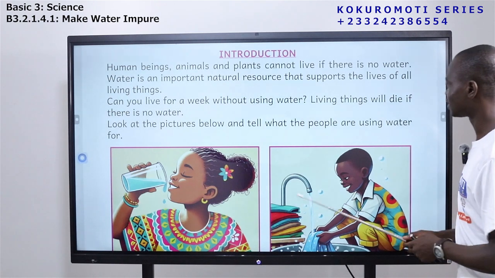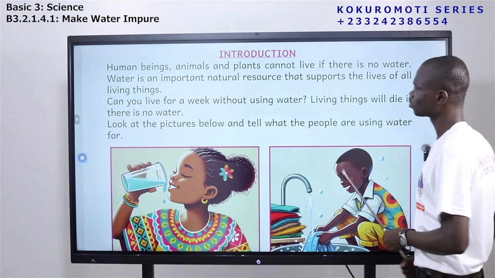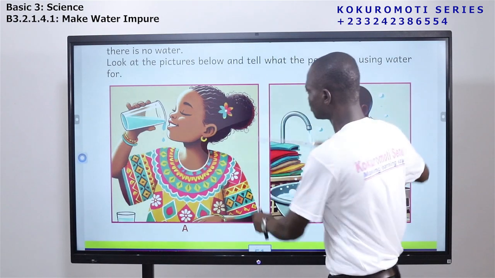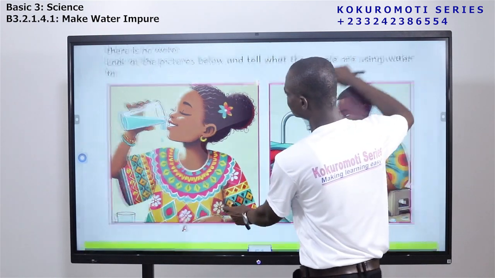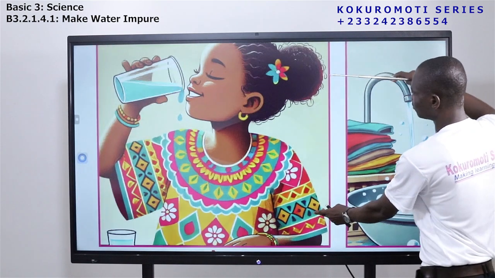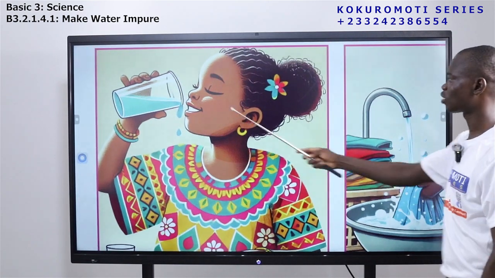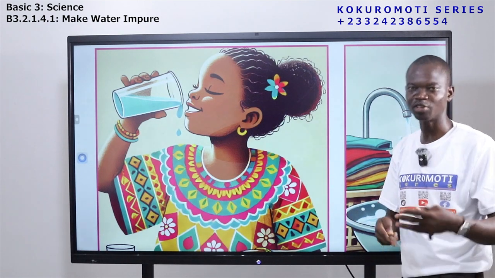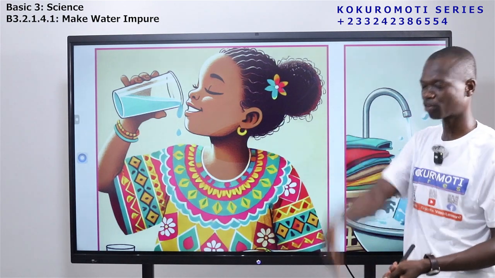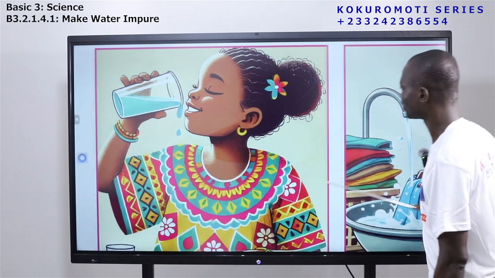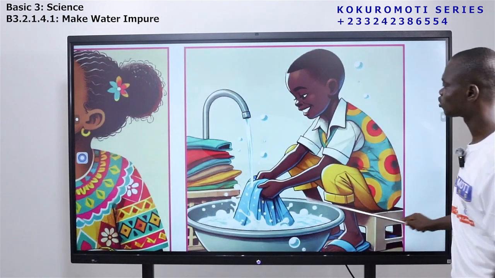Okay, now let's look at these pictures. Look at the pictures and tell what the people are using water for. What are the things that you use water for? Look at this beautiful girl. What is she doing? She is drinking water. You drink water. Today you have drunk water, and you also drink water before you go to bed. Now let's look at Kofi.